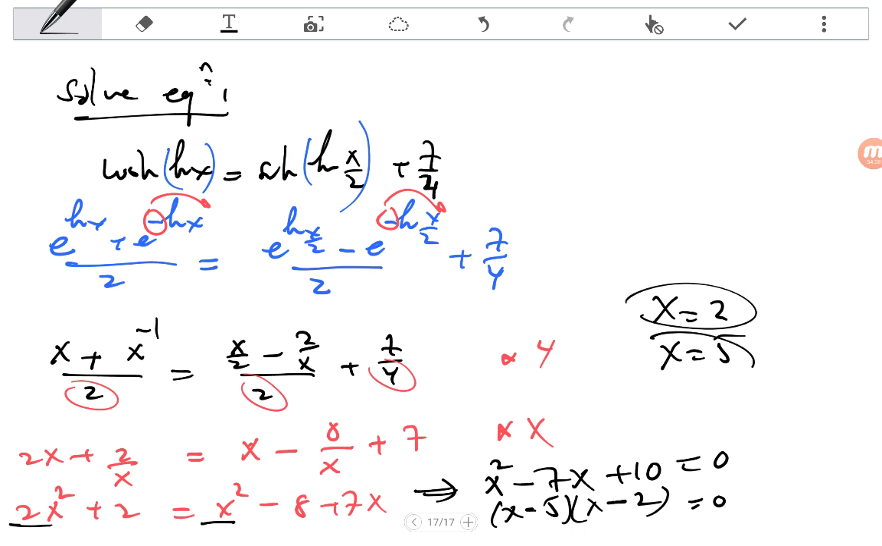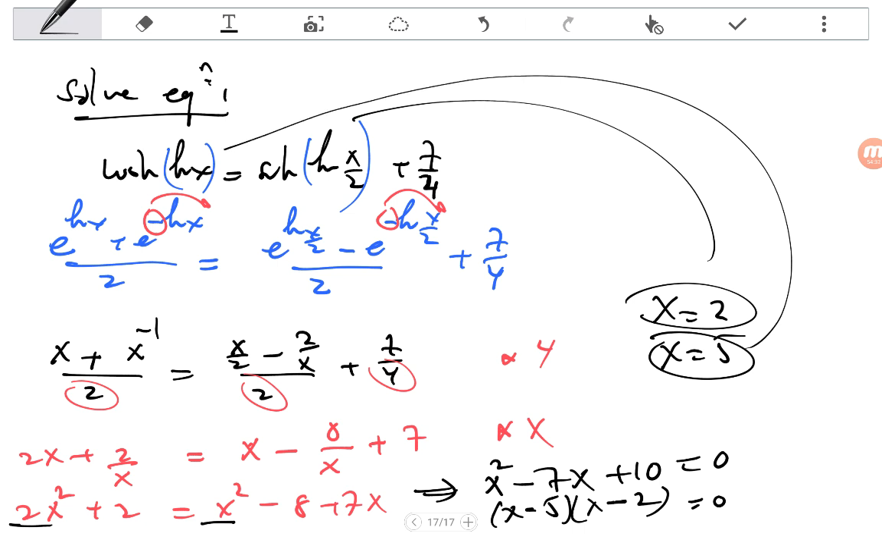We just need to check: do these two solutions satisfy the domain of the equation? Yes, so we don't have any restrictions. We don't have a negative value, for example, that is forbidden to be inside the ln. No, we don't have this case. Okay.